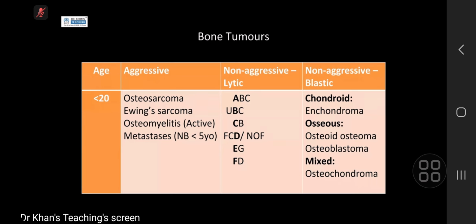This is a lovely table here. So nice age discriminating factor. Under the age of 20, aggressive lesions. So if any of your cases do appear to be an aggressive lesion, you've got your differentials. Non-aggressive and lytic, and I'm sure you all know of that A, B, C, D, E, F. So we've got the nice mnemonic there to help you think of your differentials, and then some examples of non-aggressive and blastic conditions there.